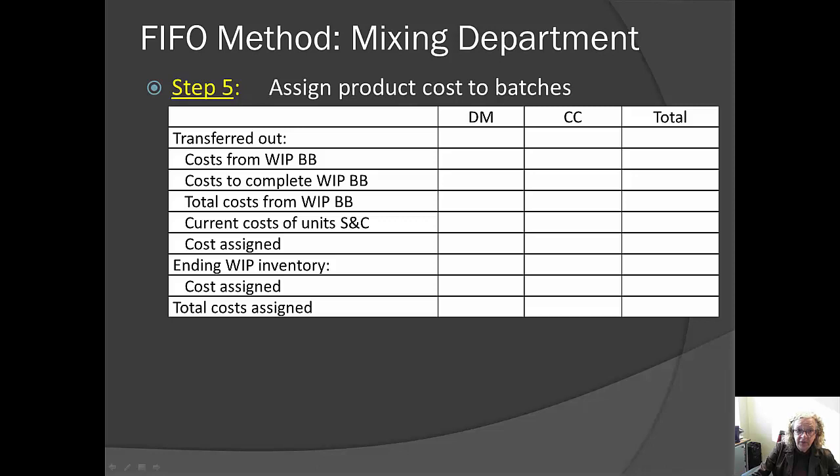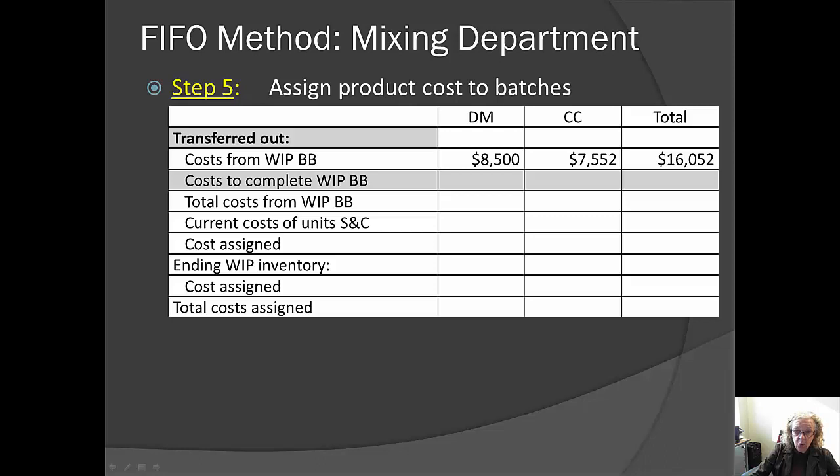Now we're in step 5, where we need to determine what happened to all of these costs. For the units that were transferred out, we now need to consider the costs that were already incorporated in our work in process beginning balance. That information was given to us. Now we need to add in the cost to complete the work in process beginning balance.